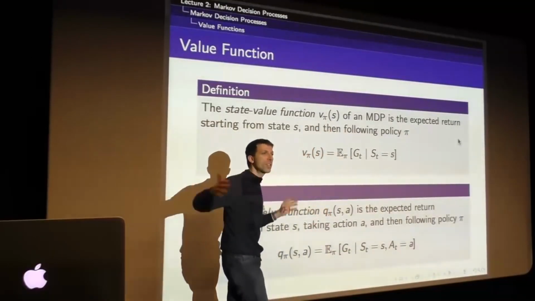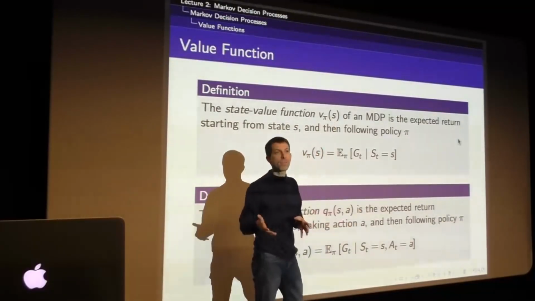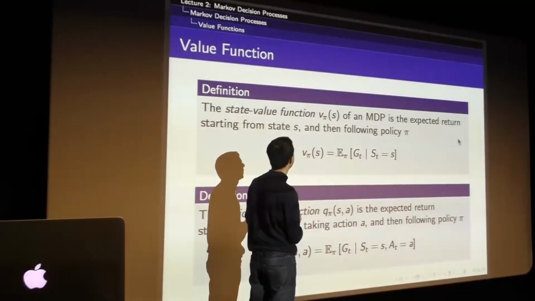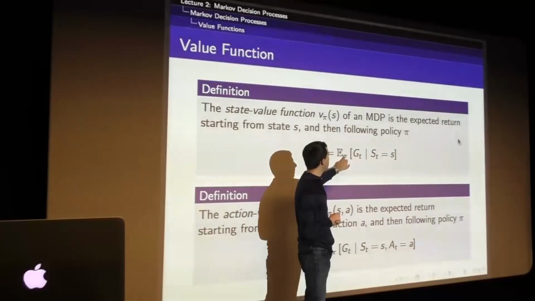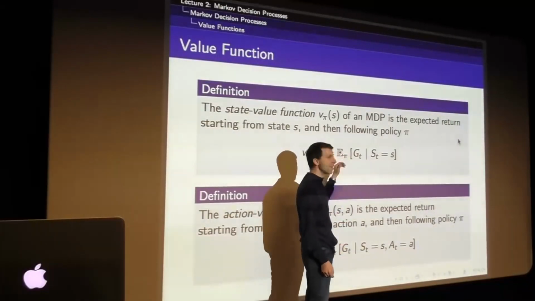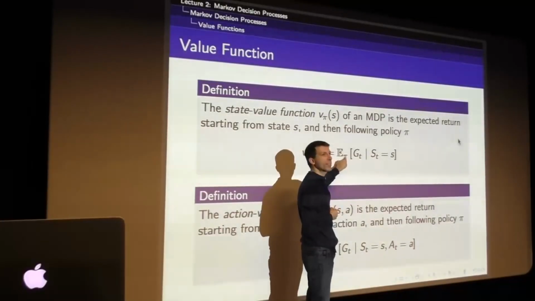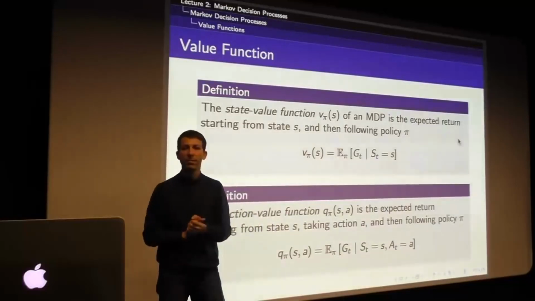So if I'm following the policy that just goes straight through the classes, how much reward will I get? Or if I'm following the policy where I stay on Facebook for as long as possible, how much reward will I get from each day onwards? And so this is defined with this expectation here. This E pi basically means the expectation when we sample all actions according to this policy pi. That's sort of hidden in that E pi notation.